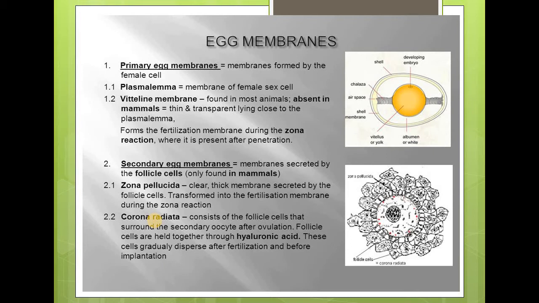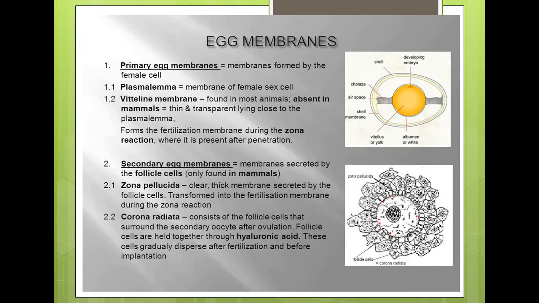Then secondary egg membranes. The membranes which are secreted by the follicle cells, which is found only in the mammals, are called secondary egg membranes. The zona pellucida, which is a thick membrane secreted by the follicle cells, and it is transformed into the fertilization membrane during the zona reactions.